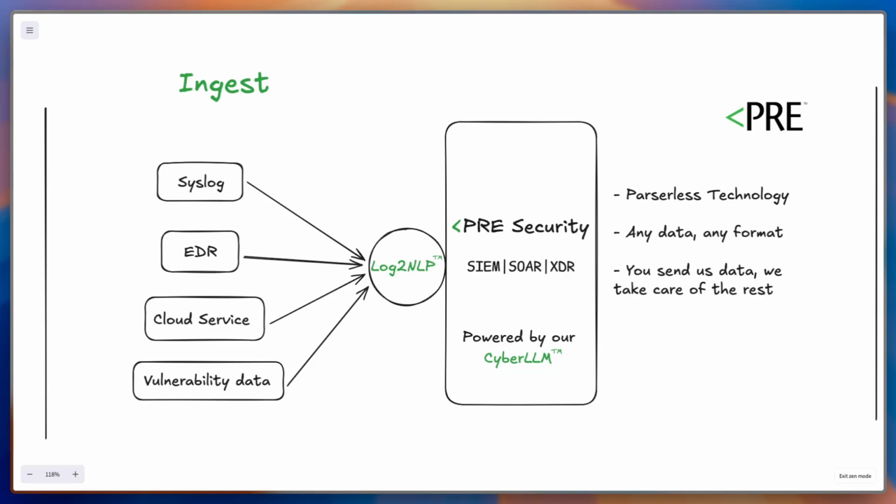The pre-security platform is able to dynamically interpret and normalize data into a common format without an engineer having to create any configurations. Our patent-pending parserless technology, Log2Natural Language Processor, takes care of this tedious task, saving time and effort. This also enables us to use natural language across our entire platform.